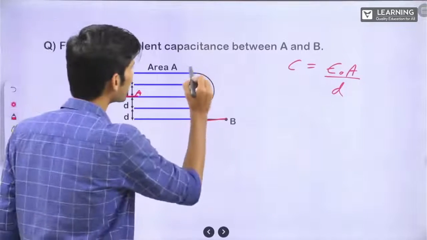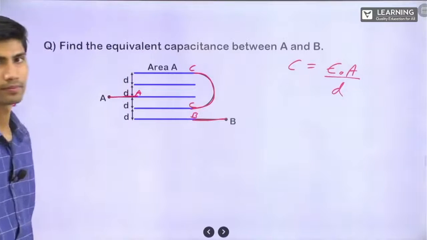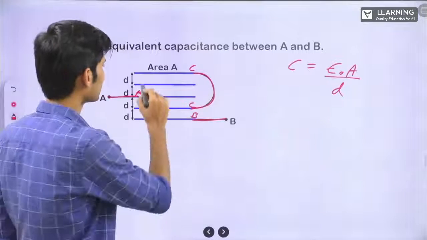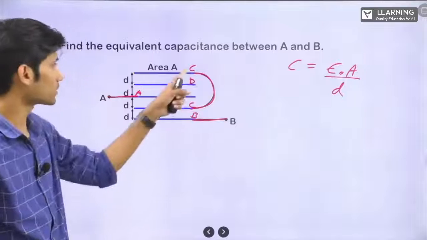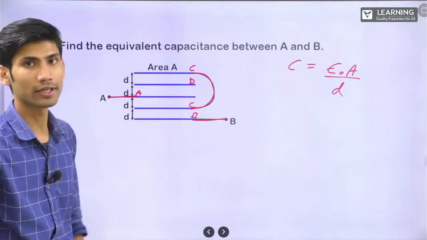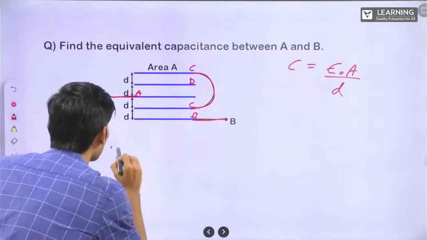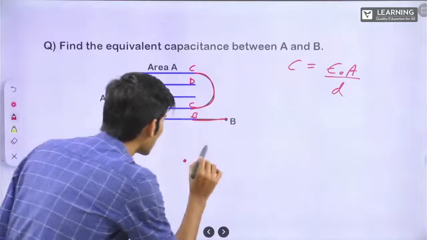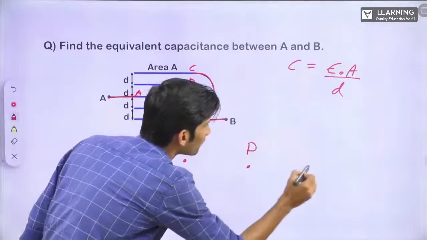This plate, let's say, is at potential C, so this and this are connected. This is also at potential C. This plate is at potential D. So now how many points are there? 4 points. A, B is somewhere at the end, C, D, B.